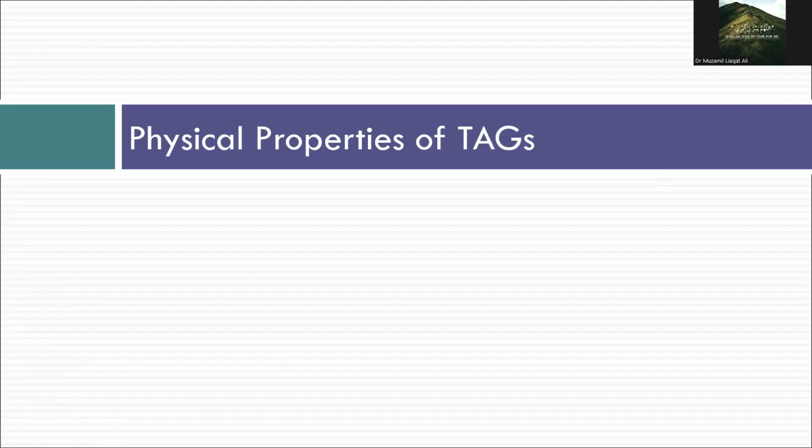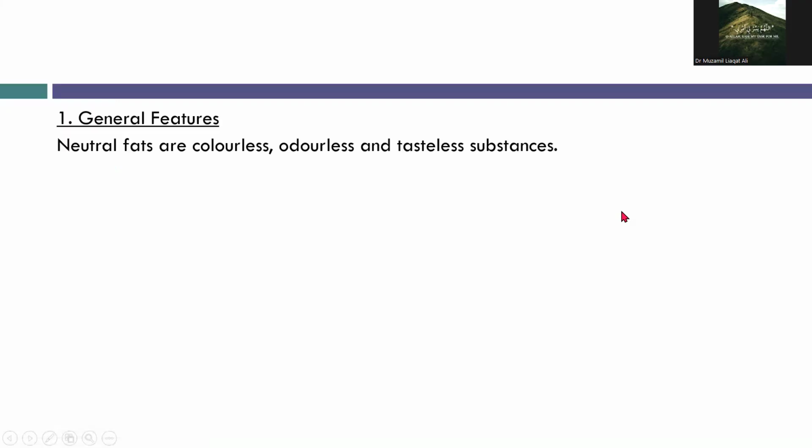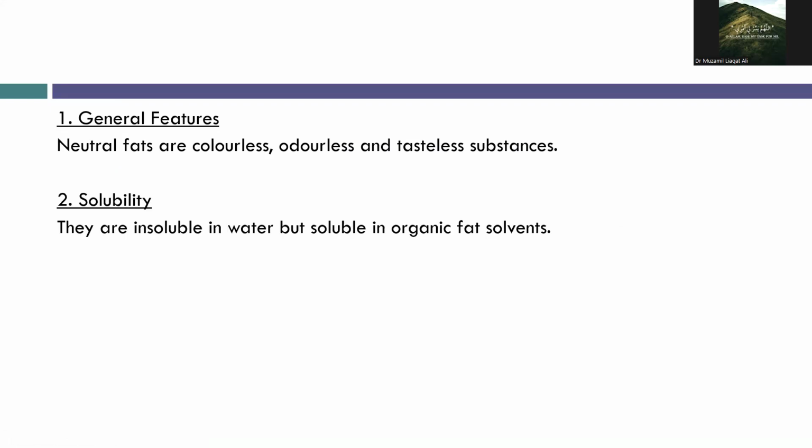So, welcome to the second lecture on the properties of the triglycerols, commonly known as the tags or neutral fats. Today, we will explore both physical and chemical properties, along with the key analytic numbers used to identify fats and oils. So let's start with the physical properties. The general features: neutral fats are colorless, odorless, and tasteless in pure form.